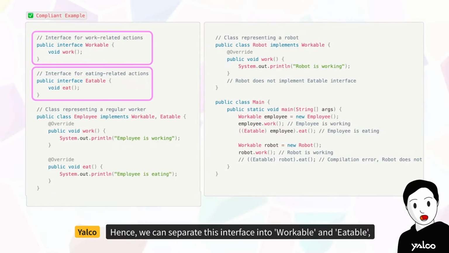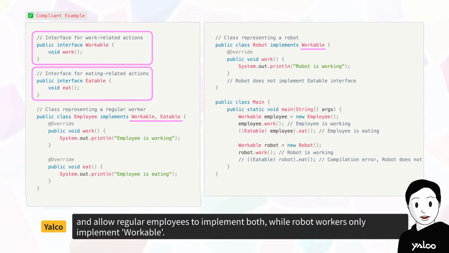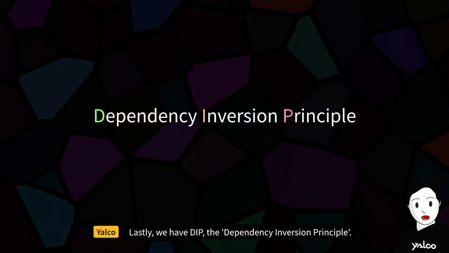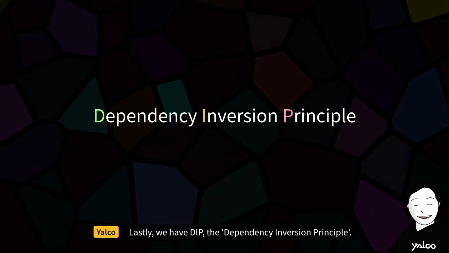Hence, we can separate this interface into workable and eatable, and allow regular employees to implement both, while robot workers only implement workable. Now, as long as the robotic employees only implement work of the workable interface, they don't violate the ISP. Lastly, we have DIP, the Dependency Inversion Principle.